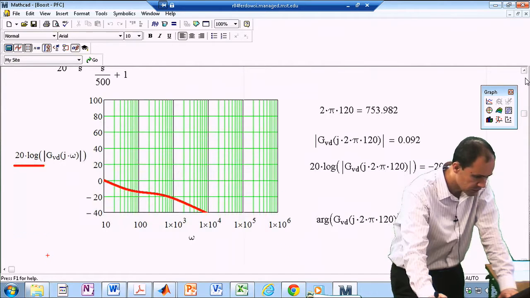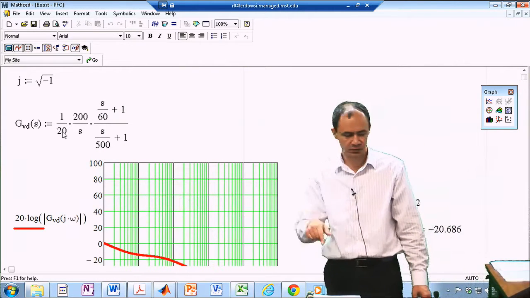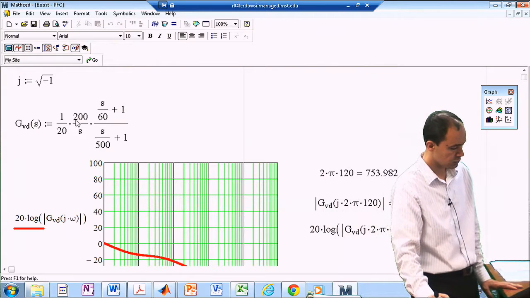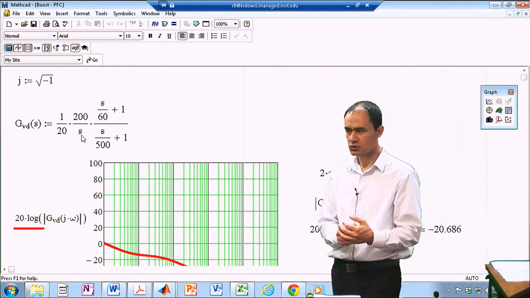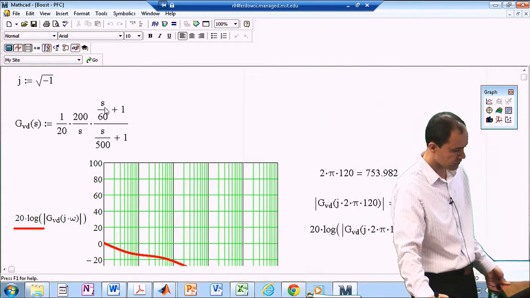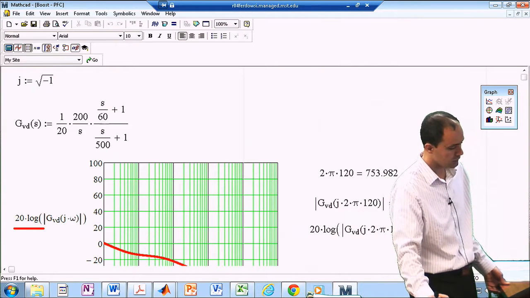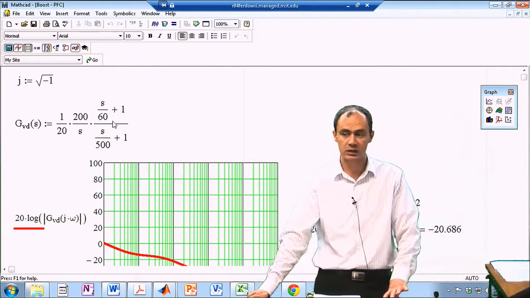So the transfer function is 1 over 20, which was that sensing gain for the output voltage, then 200 over S. So S is the integration block, which is trying to eliminate the steady state error. And then I have a zero and a pole. If you compare with the numbers that we used to use for zeros and poles, these numbers are way smaller.